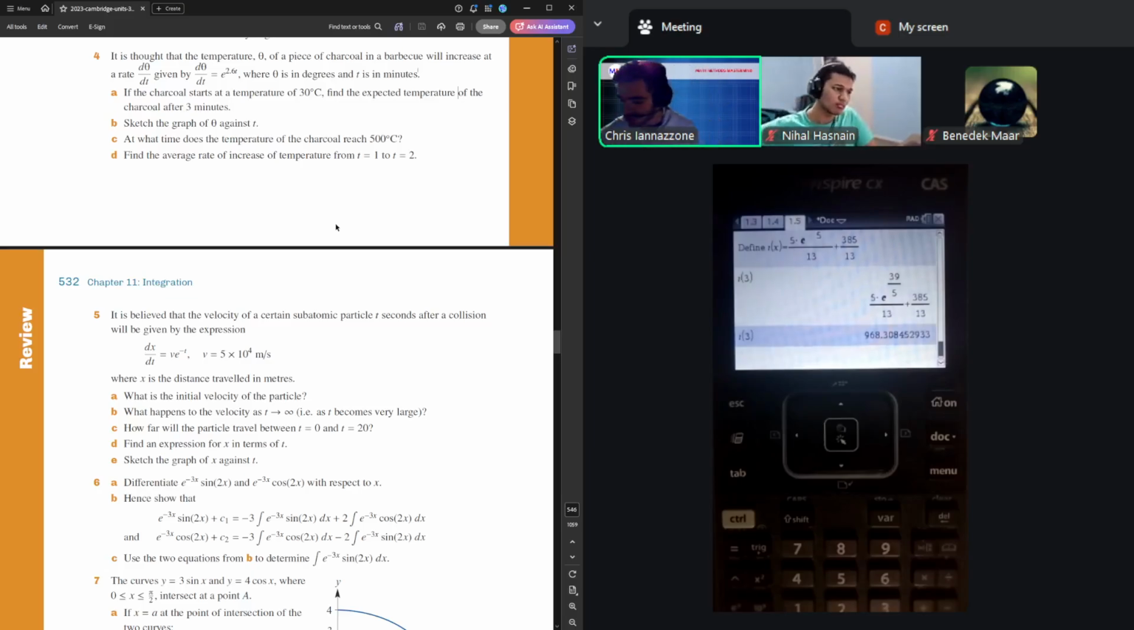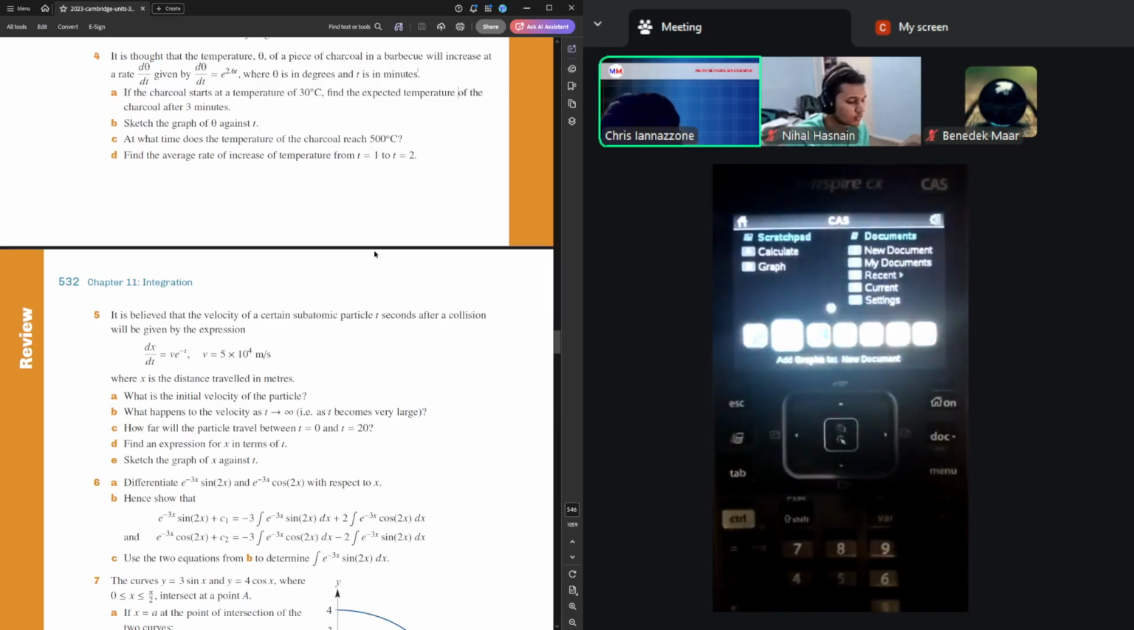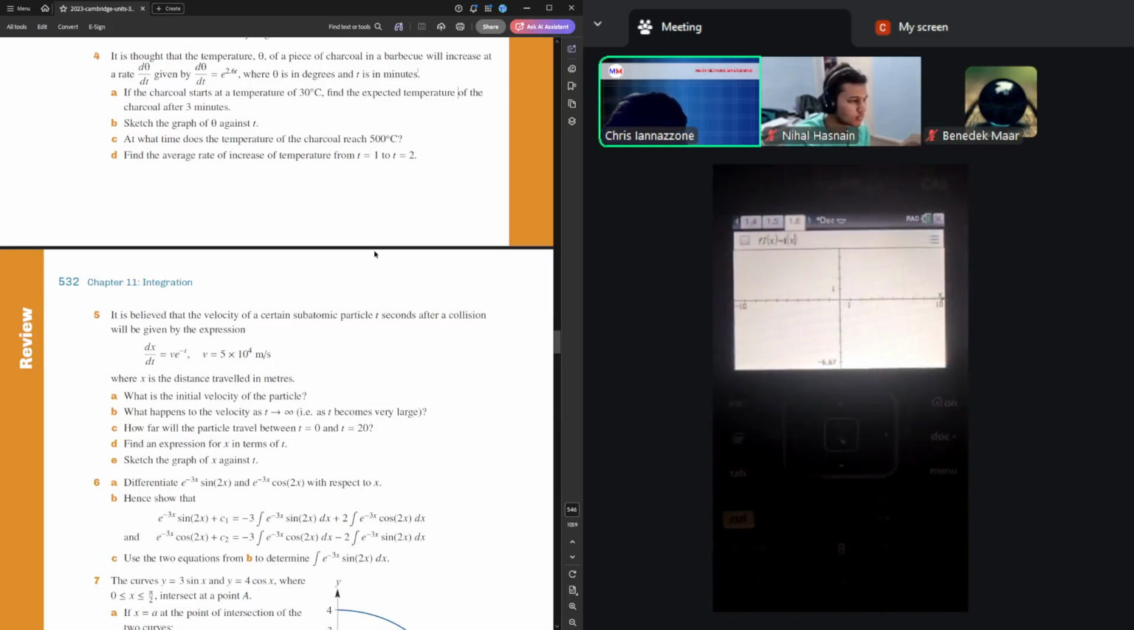Antidiff, get your function, and then go from there. Part B is trivial at this point now. Sketch the graph of theta against t. What we have, that I of x there in our CAS, is theta of t. And so, this being tech active, you can literally just go to the graphing tool and do exactly that. It'll just be an exponential, won't be anything crazy. You don't even really need the CAS to do this.